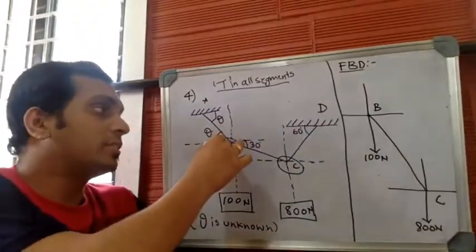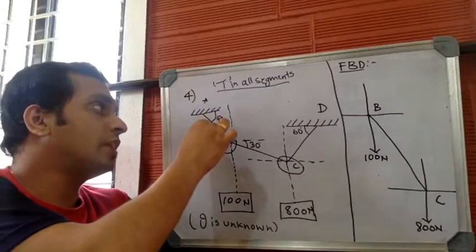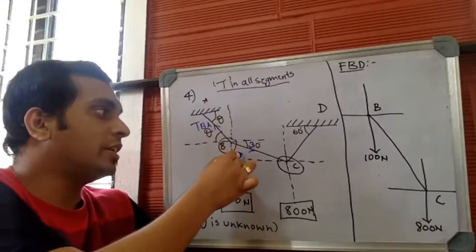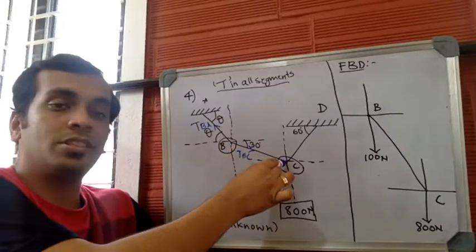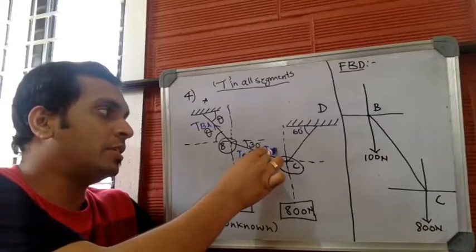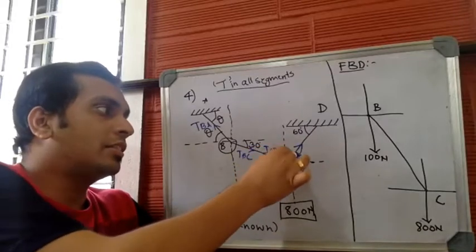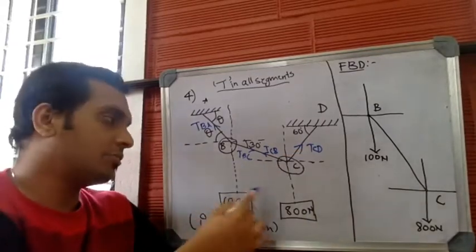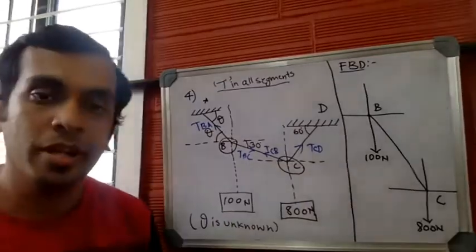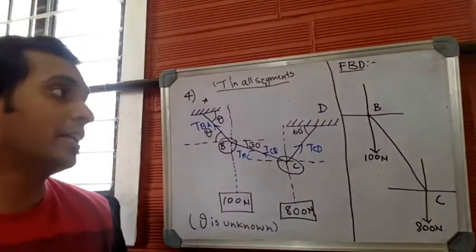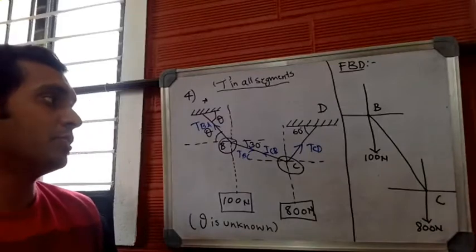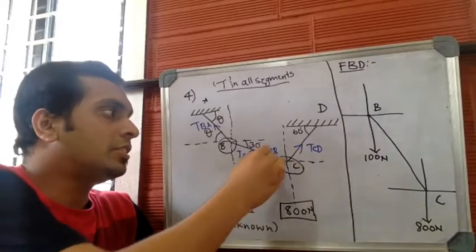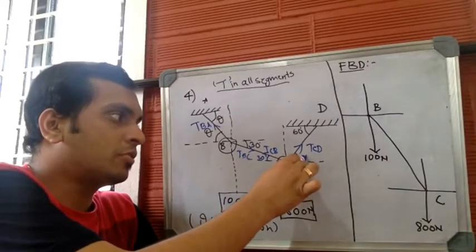For example, let me consider this junction point B. Force always moves away, so this will be T_BA, which moves away. Again, force moves away here: T_BC. Let us consider C now. Force moves away: T_CB. Both T_CB and T_BC are the same. Let us consider this now. This will be T_CD. These two are not cable segments. These two are the suspended loads of 100 and 800 Newton magnitude. So we have completed marking the forces now. If this angle is 30, even this will be equal to 30. If this angle is 60, even this will be equal to 60.